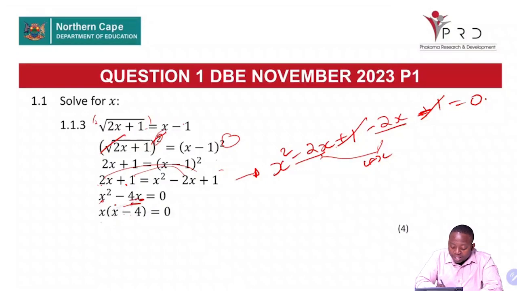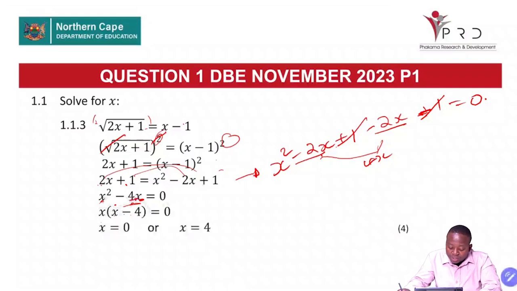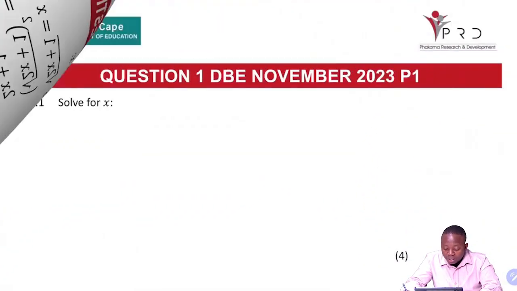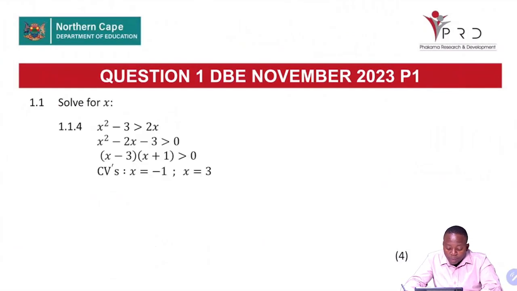What happened there? We divided by x again here. When we factor out this x, we remain with x, and we remain with 4 alone here. Thereafter, we can apply the zero product rule that will say to us x is equal to 0 or x is equal to 4. So that's what we do in that question. Next, 1.1.4, we have an inequality.